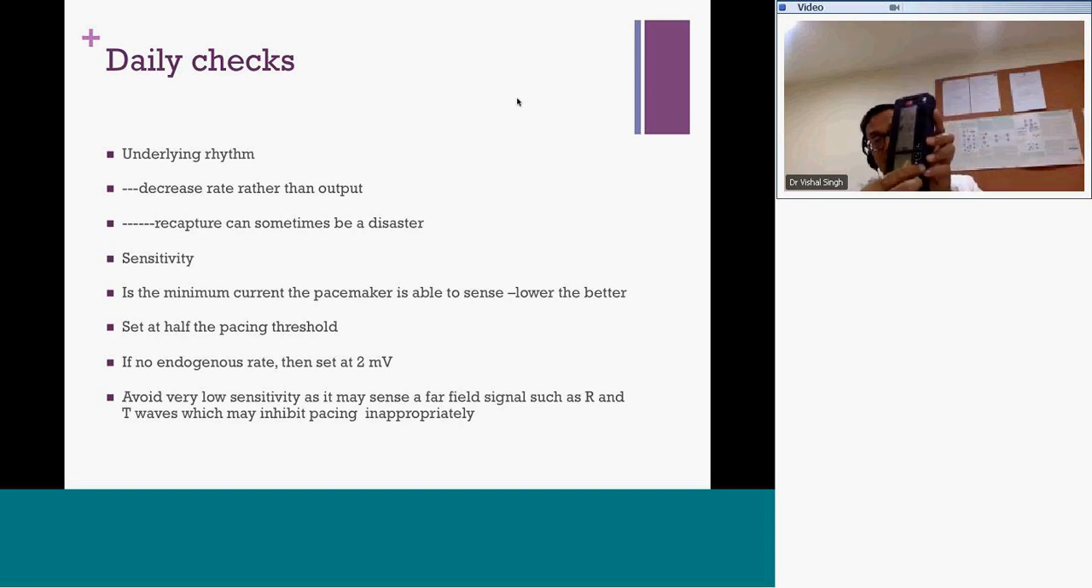This is the lower panel where you set the sensitivity. When the patient is stable after pacing, how do you find the threshold? You go up on the sensitivity to the place where it changes from sensing to pacing, even though there is an inherent beat. That is the sensing threshold, and you come to half of that. If there's no endogenous rate, then you keep it at 2 millimeters. A very low sensitivity may sense far-field signals such as R and T waves, which may inhibit pacing inappropriately.